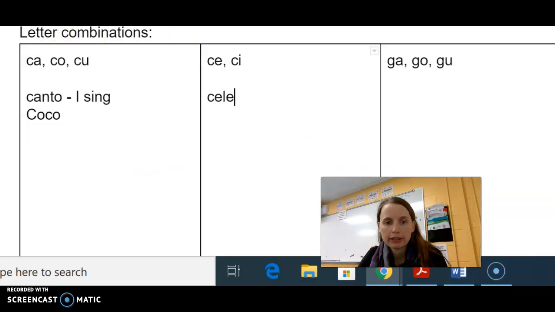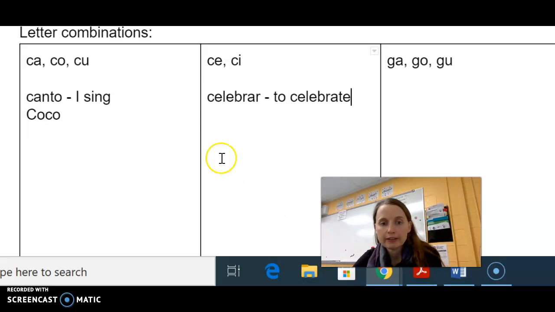For example, the word celebrar. I bet you can guess that. So that's a baseball word. Celebrar means to celebrate. So the C is followed by e, celebrar, so it makes an s sound. Okay. So that's how the pronunciation of this letter, C, in Spanish changes.